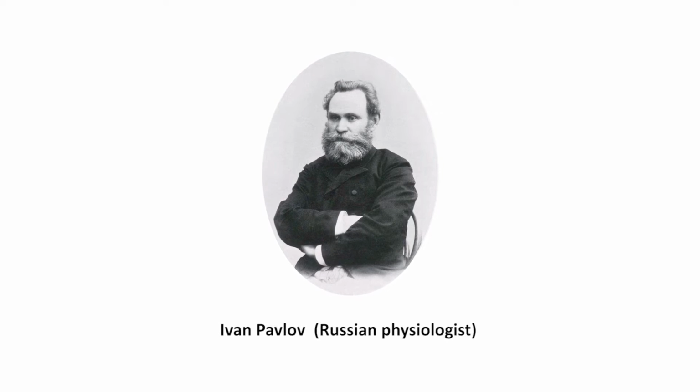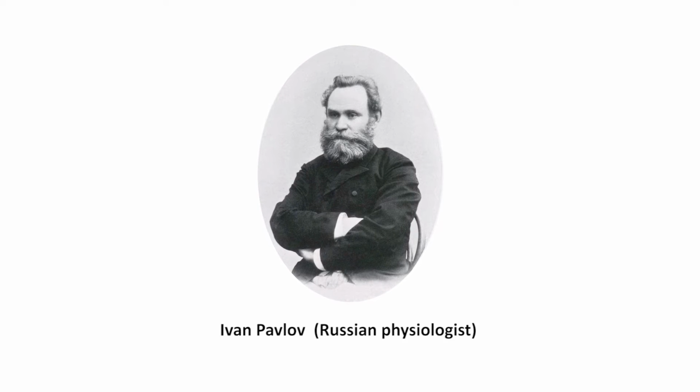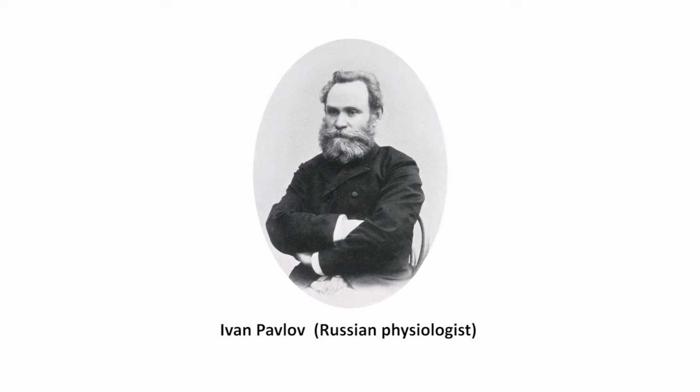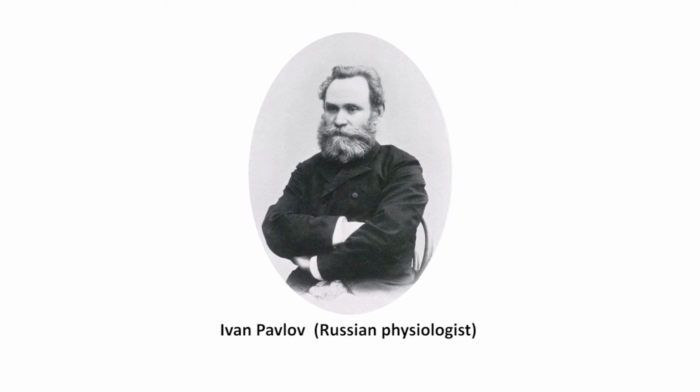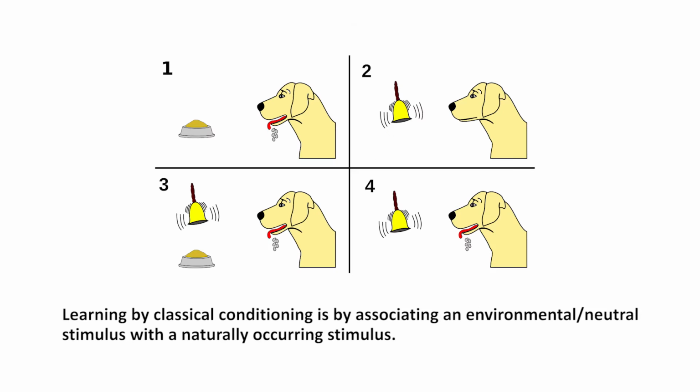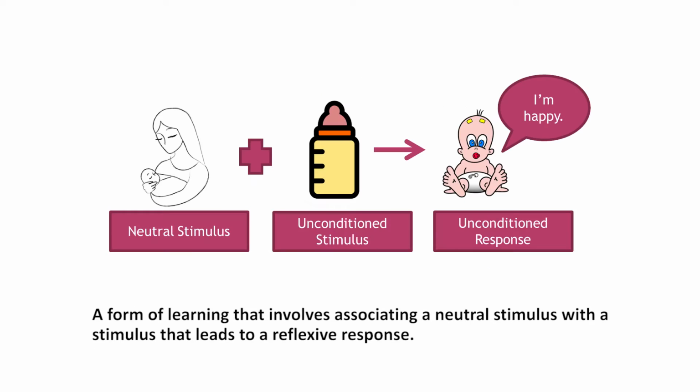Russian physiologist Ivan Pavlov discovered classical conditioning, for which he got the Nobel Prize in the year 1904. Learning by classical conditioning is by associating an environmental or neutral stimulus with a naturally occurring stimulus. Classical conditioning is defined as a form of learning that involves associating a neutral stimulus with a stimulus that leads to a reflexive response. Now on to Pavlov's experiment.